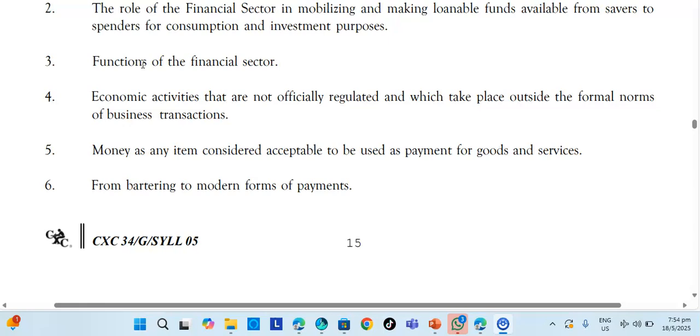All right, so those are some of the economic activities that are not officially regulated and which take place outside the formal norms of business transactions.